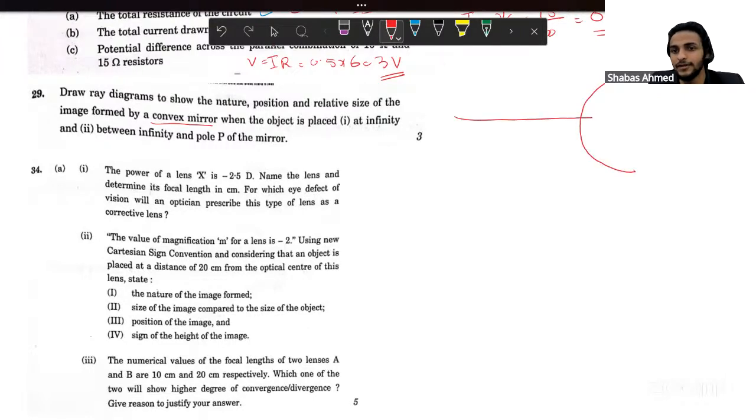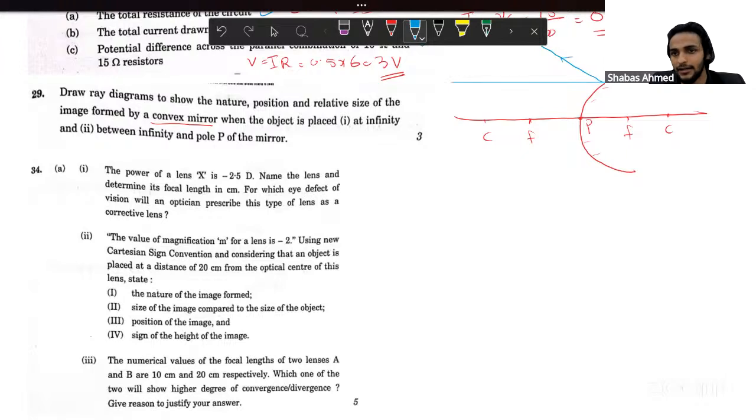For a convex mirror, the shading is here. And this is the pole, this is the focus, and this is the center. And here also I'm drawing the focus and center. In the first case, it is from the infinity. A light ray is parallel to the principal axis. Yeah, it is diverging out.